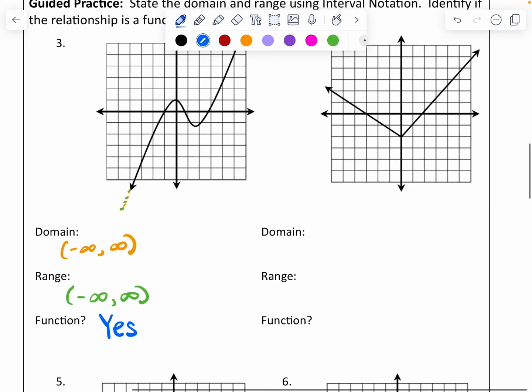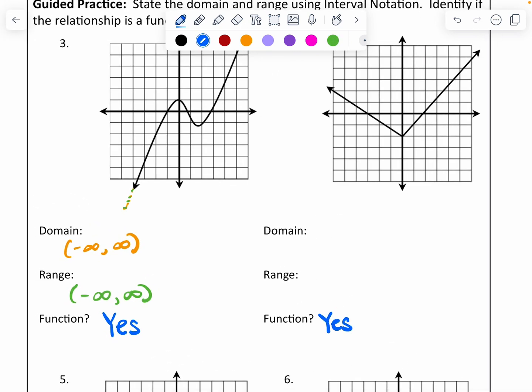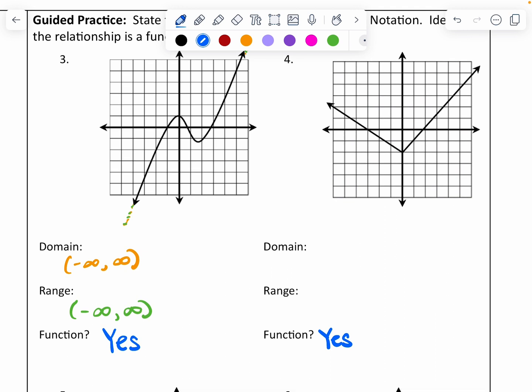Number 4, yes, this is a function. This passes the vertical line test. The domain is going to continue left toward negative infinity and right toward positive infinity. And my range, -2 is the bottom, and it's going to go up forever in both directions.